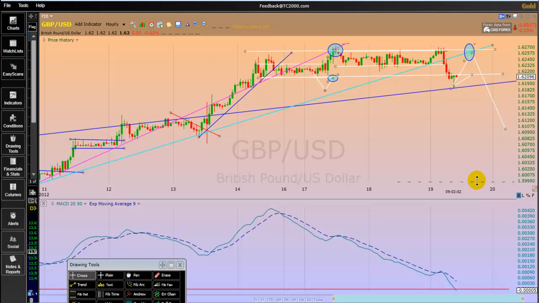Okay, because sometimes traders, as soon as the news comes out, will place a trade, but the price will do something else. All right, you don't want to do that.